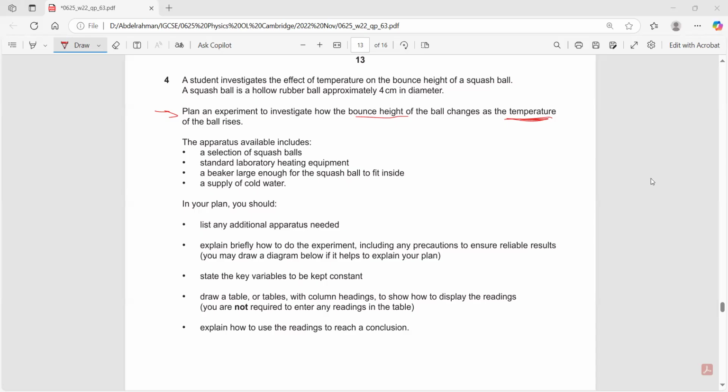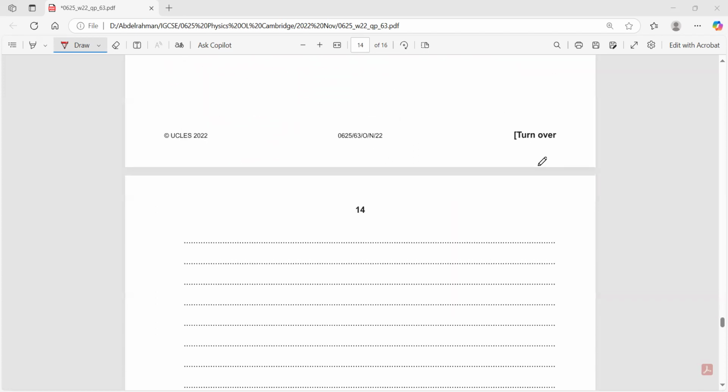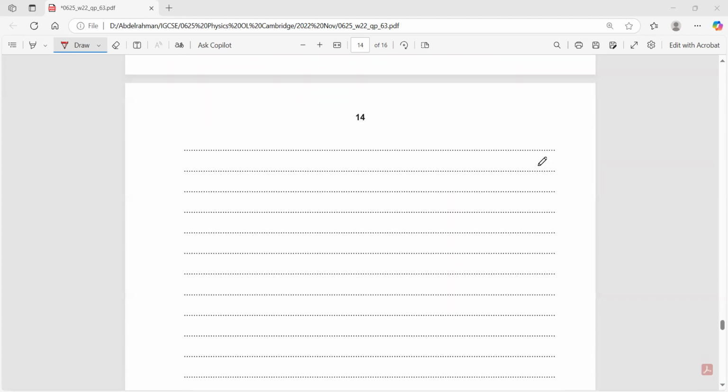How can you increase the temperature of this squash ball? By putting it inside a beaker with hot water, right? Place it in hot water. Exactly. So this is my experiment. I have the beaker. I will put the squash ball inside the beaker, make sure it reaches the temperature, and I will keep on changing the range of values. Let's write down. What am I changing? I'm changing the initial temperature.